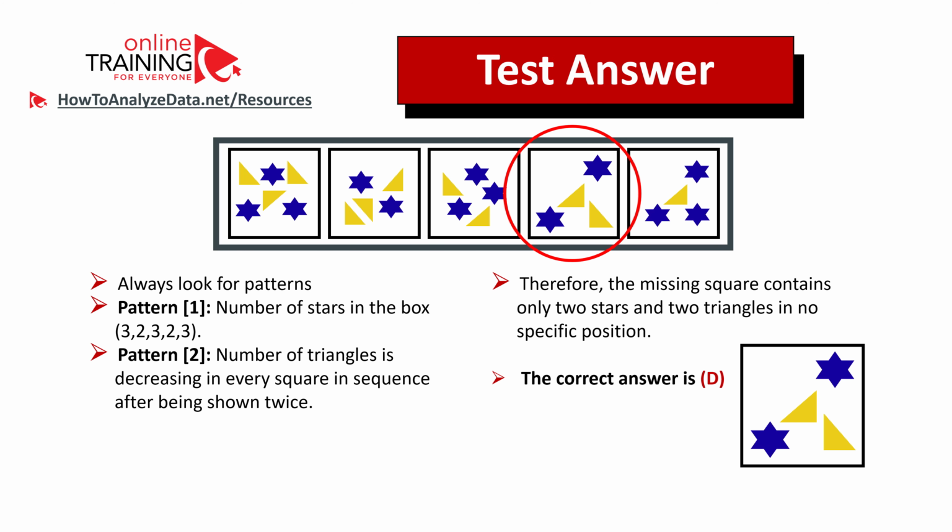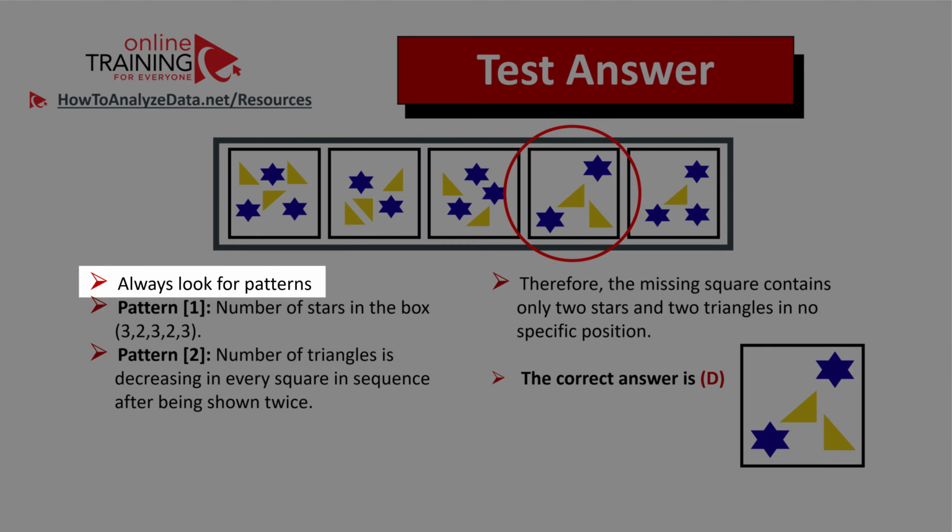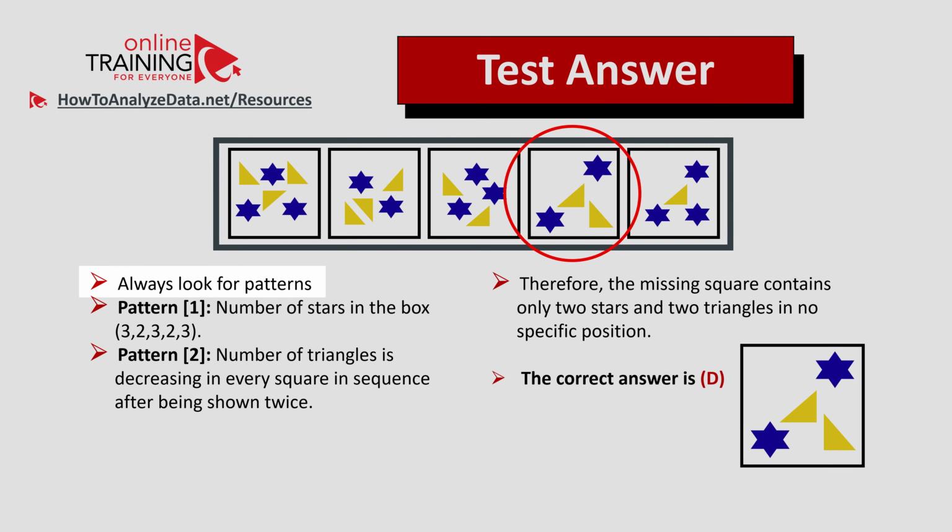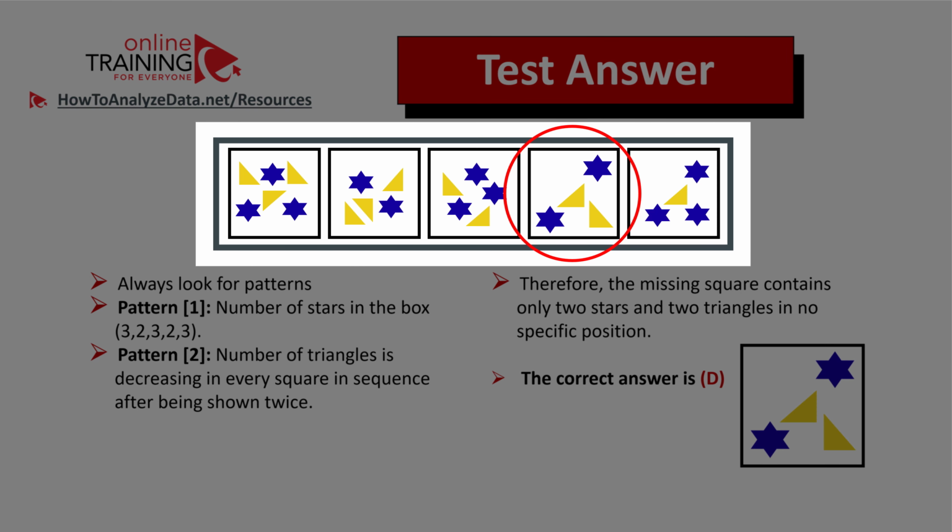I'm probably going to repeat myself again, but my advice to you is always look for patterns. So there are 2 patterns present here, and both patterns have a number of objects. The first pattern is the number of stars in the box. You see that the first box has 3 stars, then it goes down to 2 stars, then 3 stars again, 2, so the next one is 3 again. So the missing object will definitely have 2 stars.